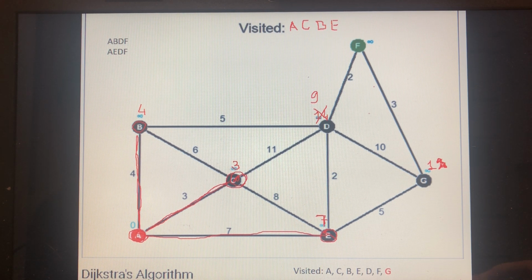And now we were visiting E. So now the visited vertices are A, C, B, and E. Now we need to go to the vertex that has the lowest distance. So the lowest distance we can choose from 9 and 12 so far. We go through this path to 9, or we can also choose this path to go from here, just because it's also 9 as we remember. Yeah, so now we are visiting D.